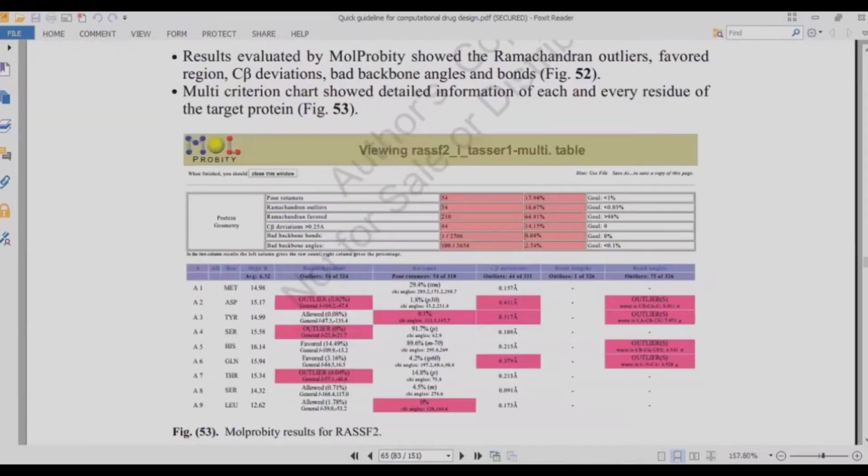MolProbity just nominates which amino acids are in the outlier region, like amino acid numbers, amino acid as per gene. This one is in the outlier region, 0.1% psi angle, and the distance is 0.317 angstrom. Then we have another amino acid, threonine, then we have leucine. So it gives a whole table that describes which amino acids are in the outlier region. We can fix it with WHAT IF software and fix the rotamers.